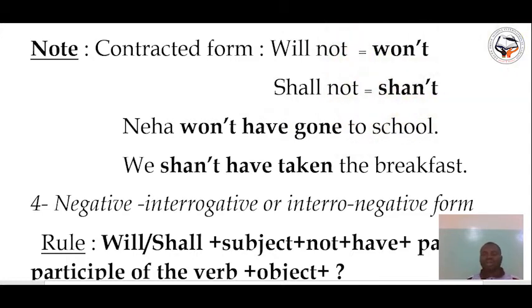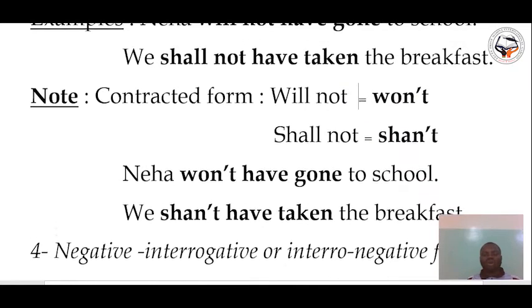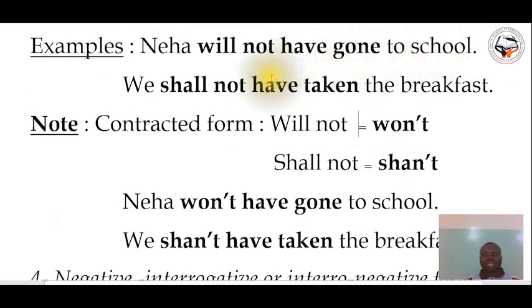Which means that the examples we saw here can be contracted. For example, you can contract will and not here, and you can contract shall and not. Look at the contracted form here. Niha won't have, that is, we have put will and not together, which gives won't. Niha won't have gone to school.